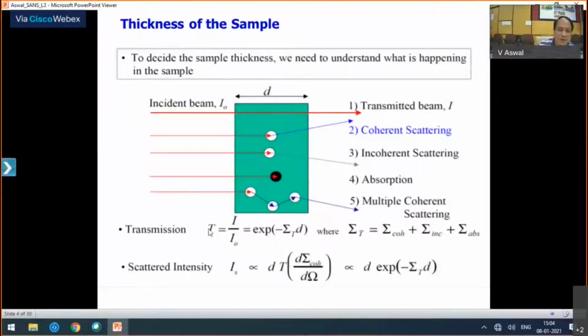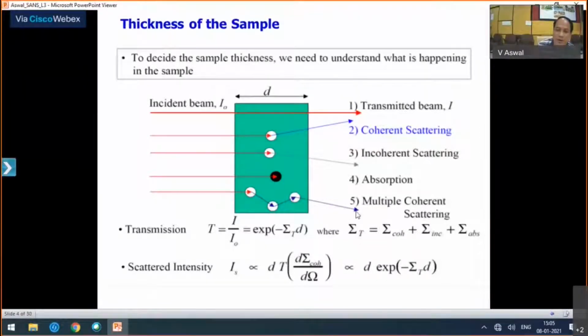And then transmission is the transmitted intensity divided by the incident intensity of the neutrons. You can write it by an exponential expression, where sigma t is the total macroscopic cross section, and d is the thickness of the sample.